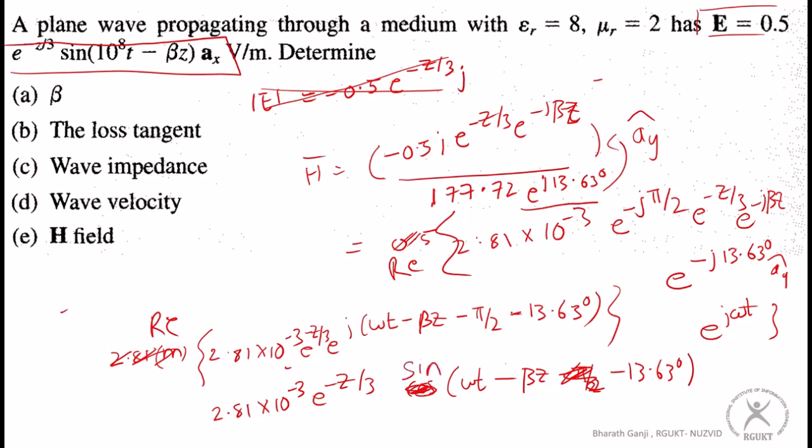So you can see what happens to the magnetic field: the direction changes, the magnitude changes, and there is some additional phase. So you need to calculate it using intrinsic impedance.